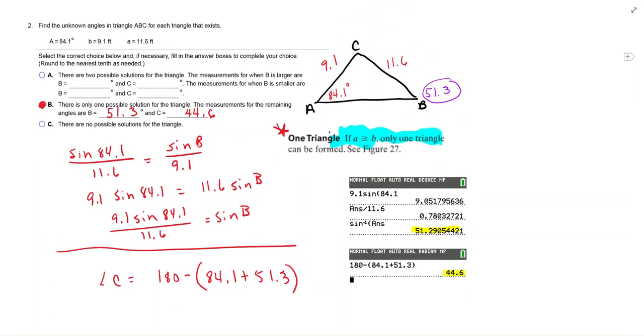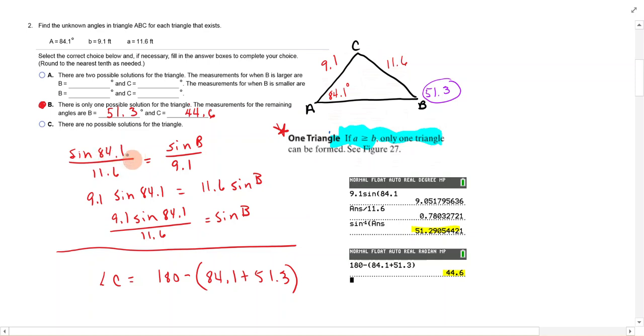Number 2, you are given angle A is 84.1, side B is 9.1, side A is 11.6. So the first thing I do in those is go ahead and draw the triangle, plugging in what you know. And if A is greater than or equal to B, if this side's bigger than that, you have one triangle. So that's all we have to worry about. So we can do the law of sines.